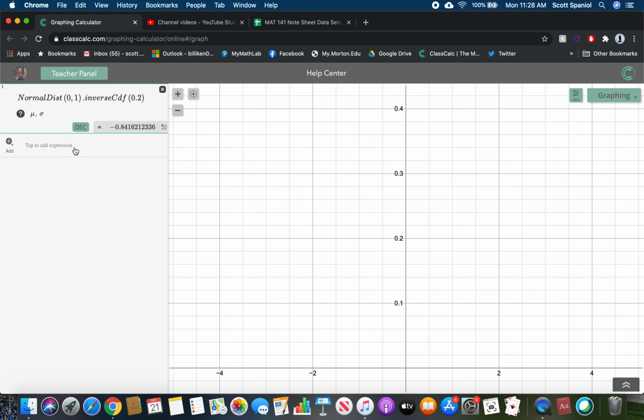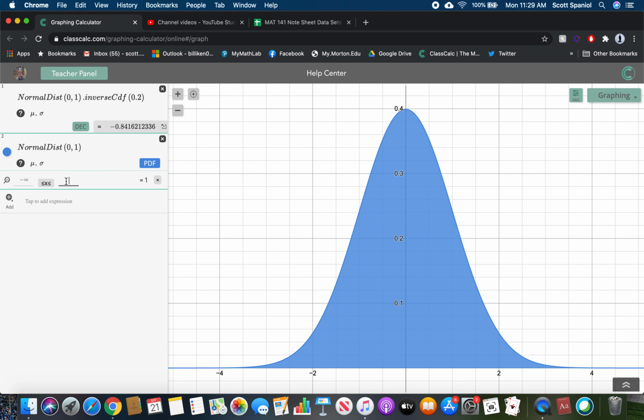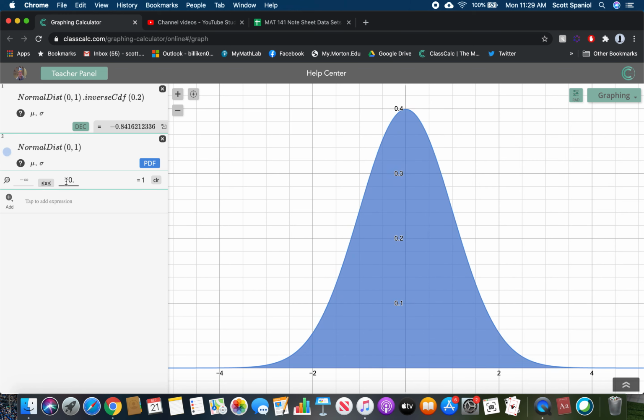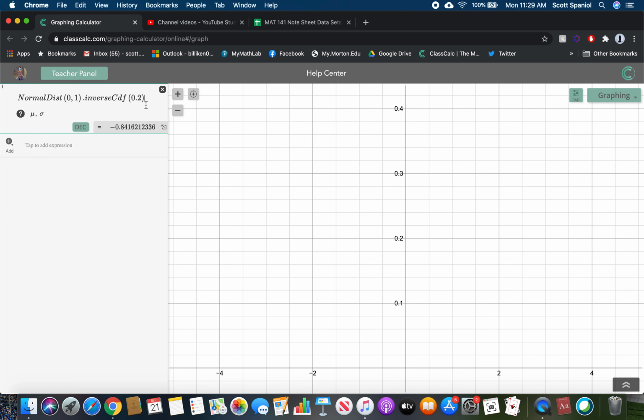And if we check that, if I put in negative 0.84162, right, it's very close to that, and I rounded it off, so it's not going to be exactly what I was looking for. Okay, and so that's how these work.